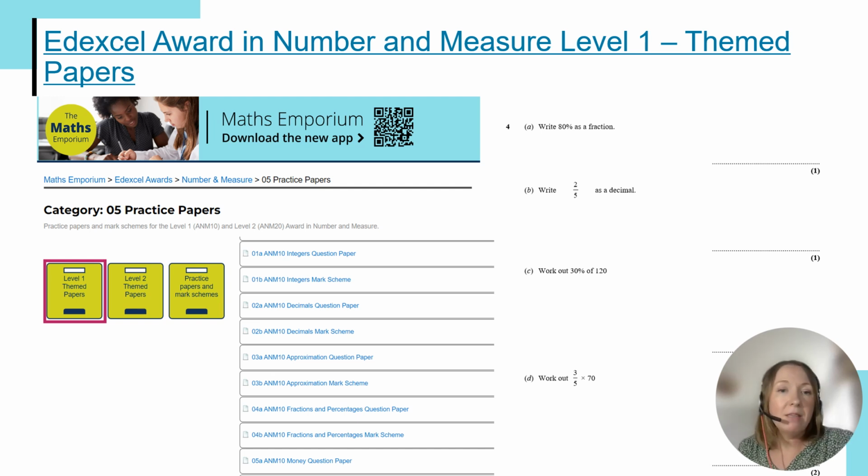I'd really heavily recommend at this level using our Edexcel Award in Number and Measure Level 1 themed papers. These are themed by topic. Here you can see an example of the fractions and percentage one, and are really fantastically pitched for students working at this level, building up those key skills.